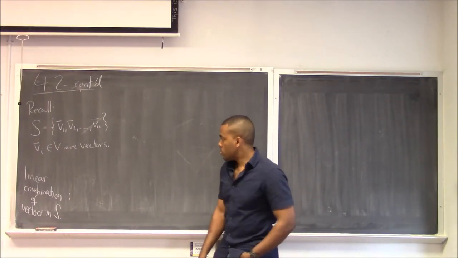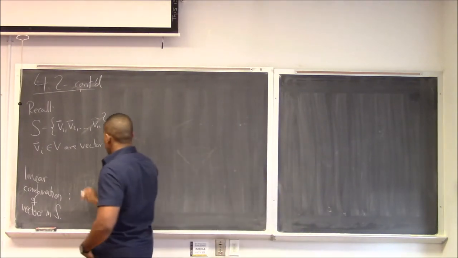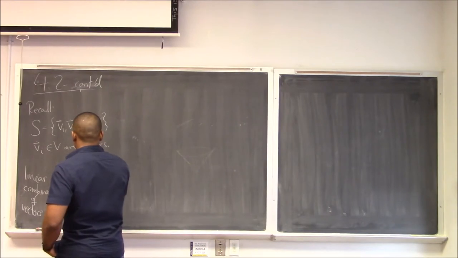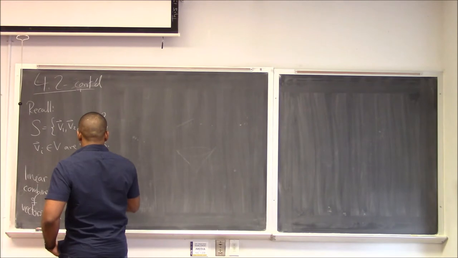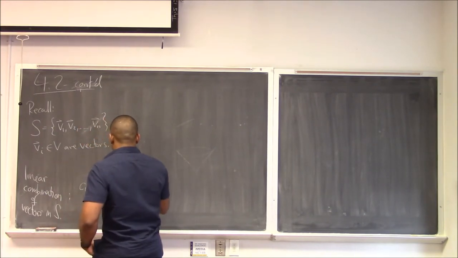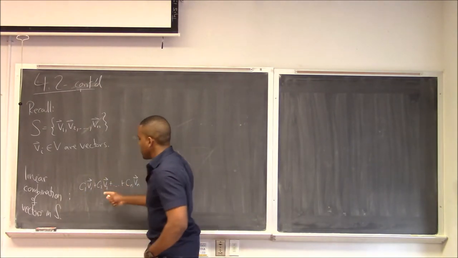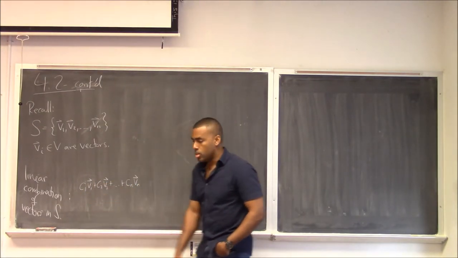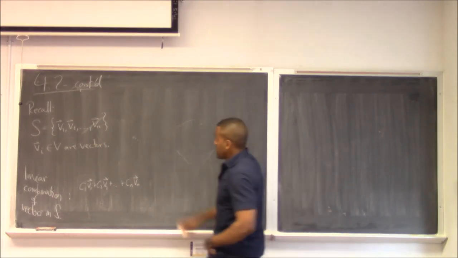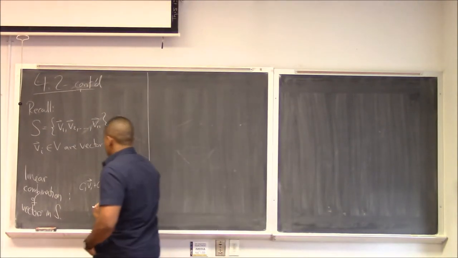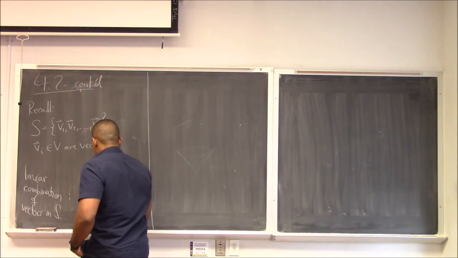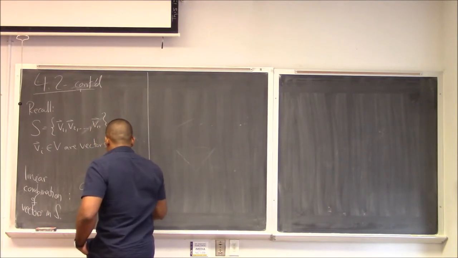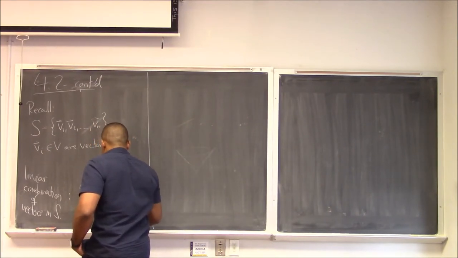Scalar multiples of some or all of the vectors added to each other. Right, any expression of this form. I wouldn't really think of it as some or all. I'd think of it, if you don't want someone there, make his coefficient zero, is the better way to think about it. But it's an expression of this form, where your c_i are scalars, meaning they live in your field.